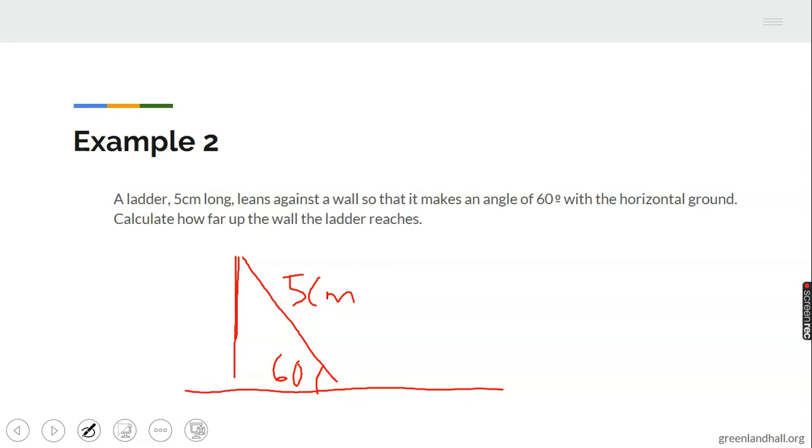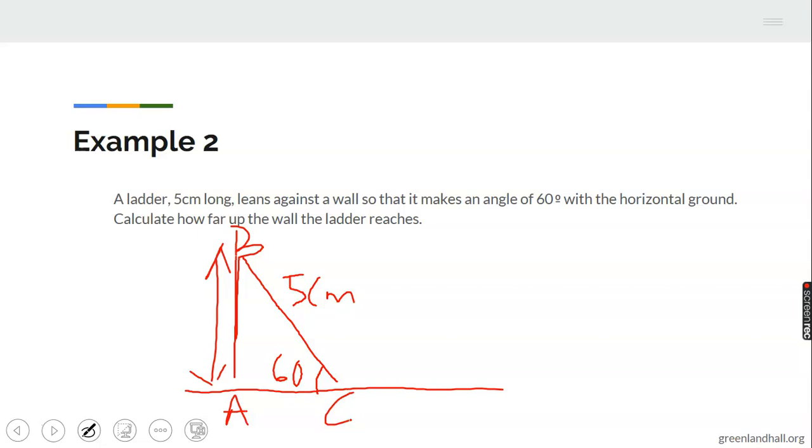Calculate how far the ladder reaches. That is, you have to calculate this side. So let's start. Let's label this A, B, and C. So that means you are looking for side BA or side AB.